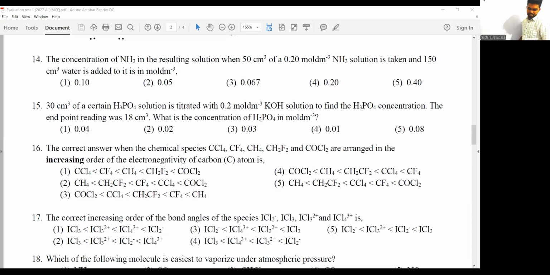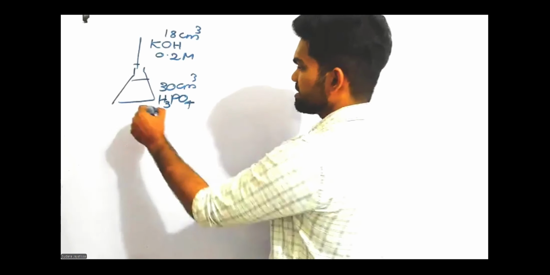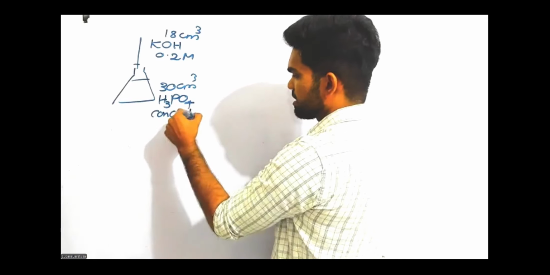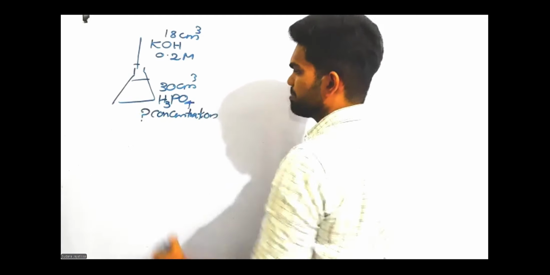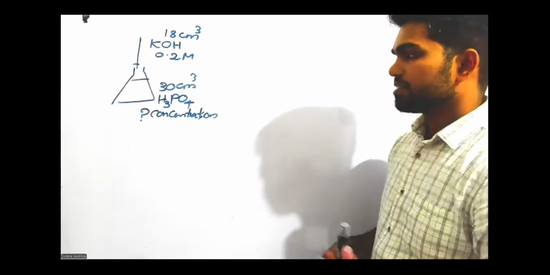It says 30 cubic centimeters of H3PO4 is titrated with KOH solution, whose concentration is 0.2. The volume of KOH required to reach the endpoint is 18 cubic centimeters. Endpoint means where the color change occurred. I'll explain that in a minute. Our target is to find the concentration of this H3PO4.